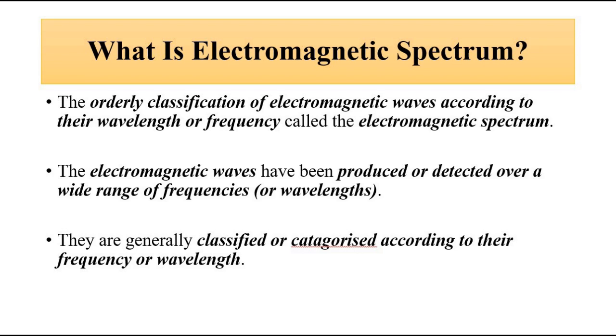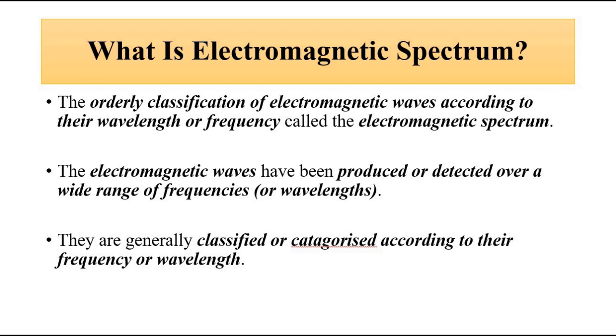Okay, so basically electromagnetic waves have a wide range, and they are classified or categorized on the basis of two parameters. Because they are interrelated, they can be classified either in terms of their wavelength range, or in terms of their frequency range. Two styles, two approaches.